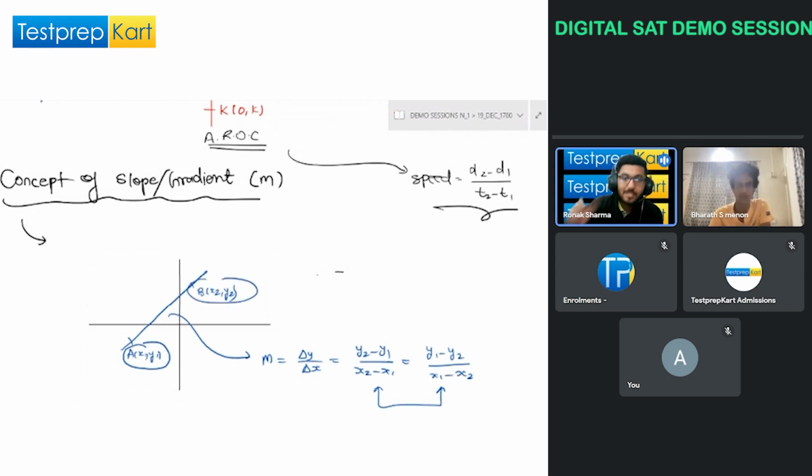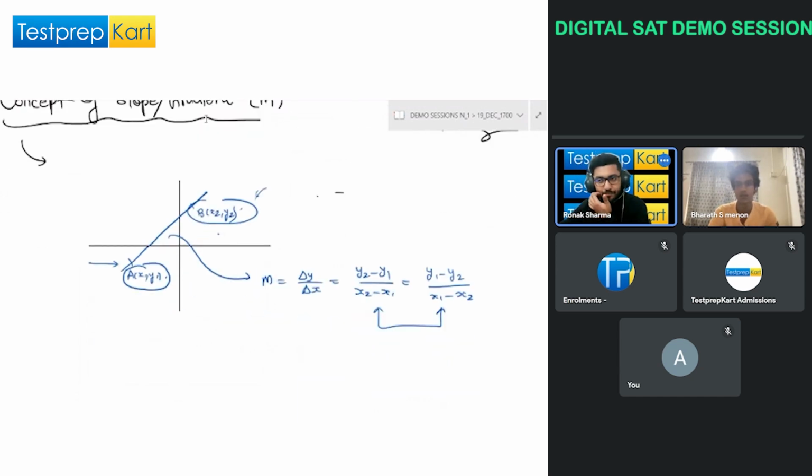You just decide your point. Don't waste time thinking that this looks simpler. Just stick to one point and through that calculate the difference: y1 minus y2 divided by x1 minus x2. If you stick to the other point, then y2 minus y1 by x2 minus x1. That's how we're doing this. Now this is what we have about the slope.